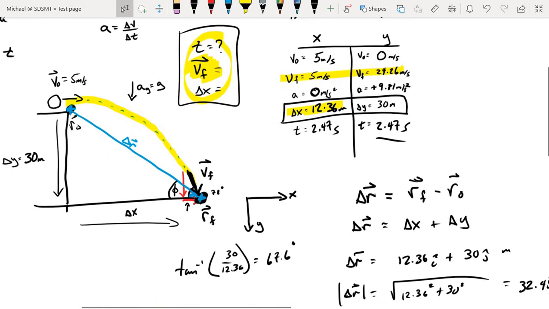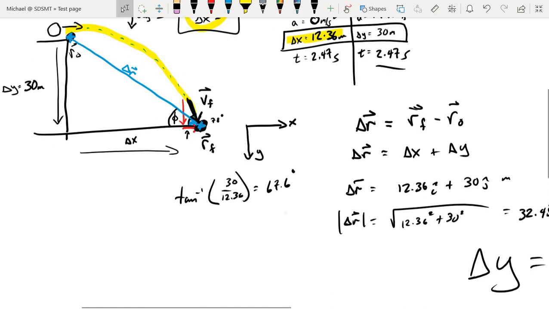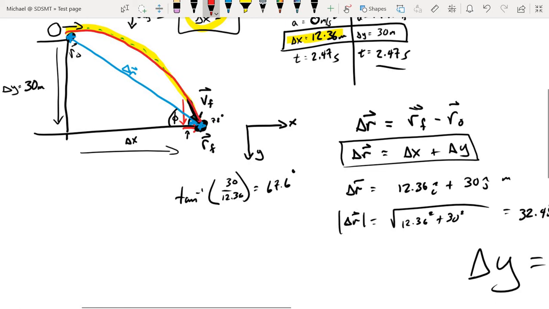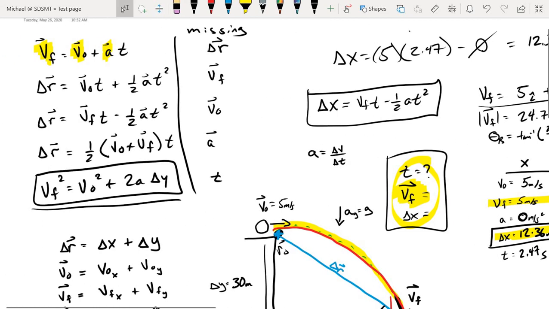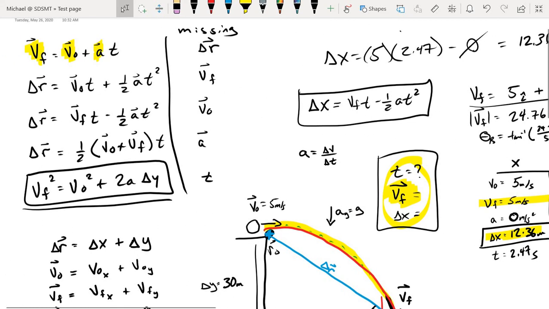So why the difference? Well, the difference is because whenever we take vector components and we break them up or put them back together, we're using trigonometry. When it comes to the kinematics and the true motion of the object as it moves through space, if you look at all of your kinematic equations, there's no trig in there.